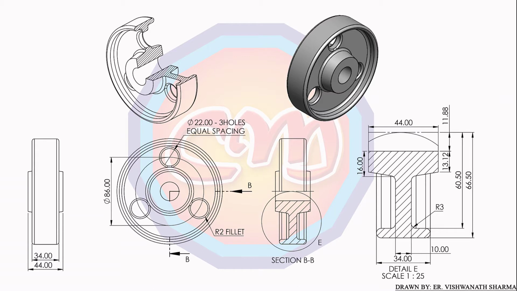Today we are going to learn how to draw this truck wheel in SolidWorks. As you can see, the dimensions are given. We need to focus on the sectional view. So let's get started.